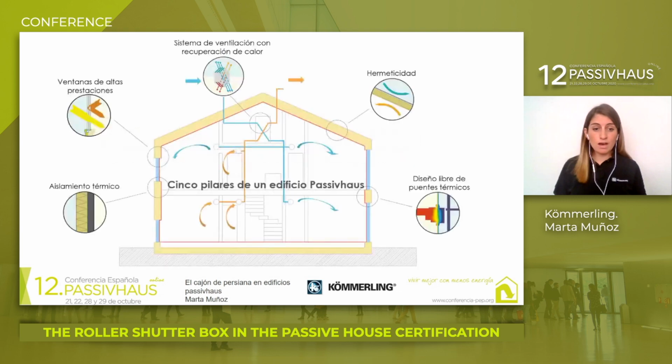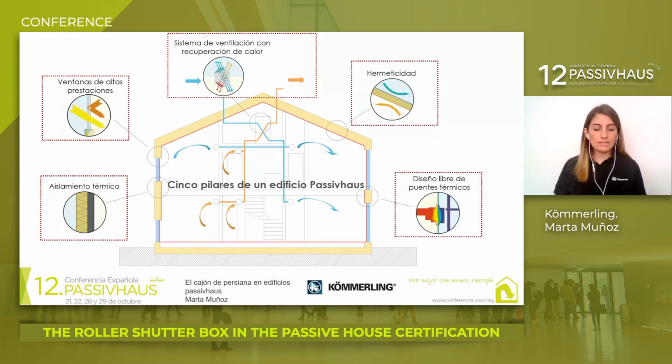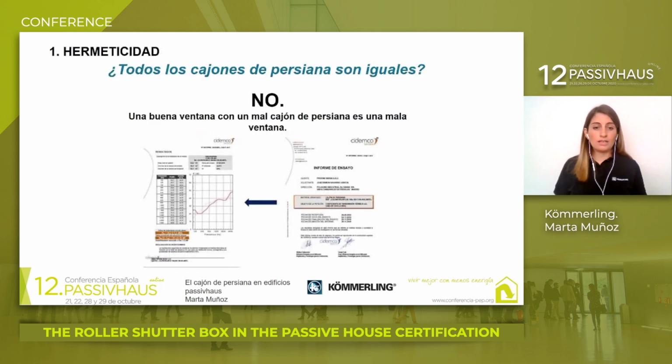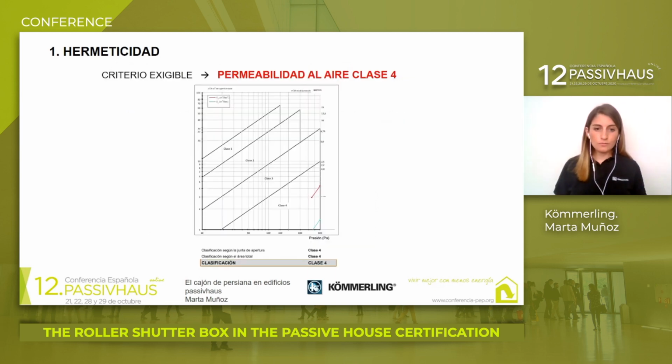So what features do we need in a passive house? Well, of the five pillars of a passive house building, the shutter box is directly or indirectly going to play a role here. When we're talking about air permeability, the first thing that we have to take into account is that not all shutter boxes are the same. A good window with a bad shutter box is a bad window. What criteria should we demand from one?